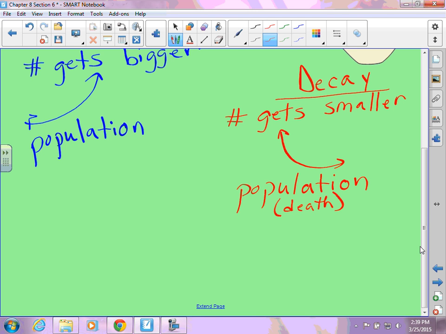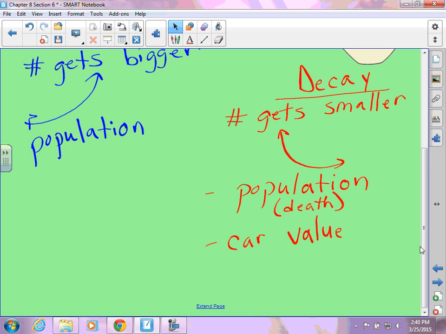Another thing that we can look at is depreciation of cars or the values of cars. I have a $10,000 car, brand new car, $10,000, drive it off the lot, and all of a sudden it's worth like half. So that's an example of a decay. It gets less in value.